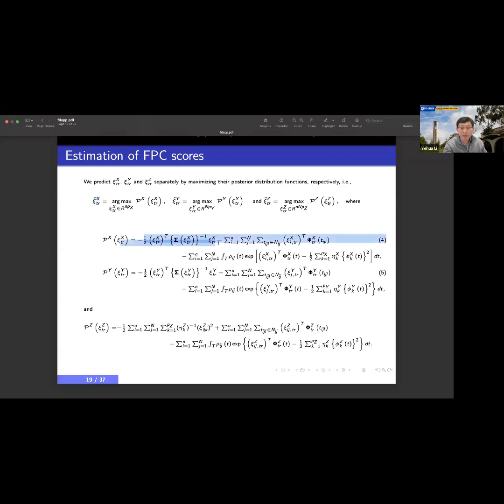The first part of this posterior, this is a log posterior, corresponds to a Gaussian distribution. Now, the estimated spatial covariance information serves as a prior in this posterior, so you can use it to regularize the estimate of these principal component scores. The rest of this is from the Poisson likelihood, because conditional on these scores, the point process is assumed to be a Poisson process. So maximize this, and you get a predicted score for the X process. Similarly, you can do this for Y, for Z. It's just a lot of algebra.